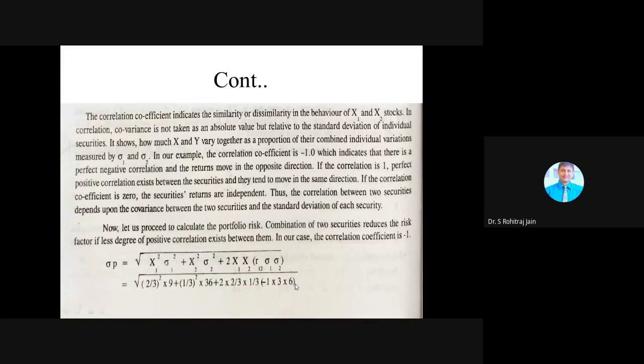Now, I will not go to the next slide. I want the answer from you. I want you to solve and tell me the standard deviation of the portfolio. Can anyone tell me? Yes, anybody? Standard deviation of the portfolio. So 2.82, sir? Absolutely wrong. Just see where you have done the mistake.